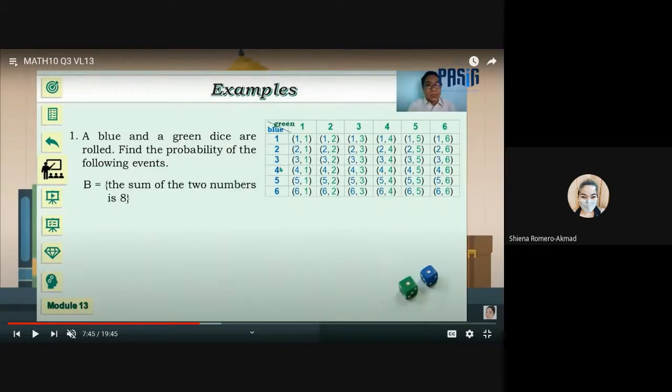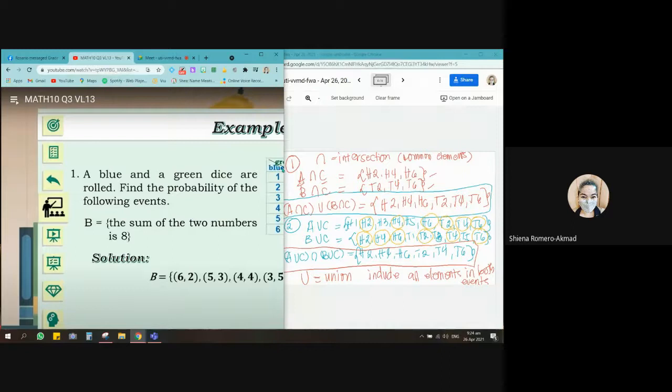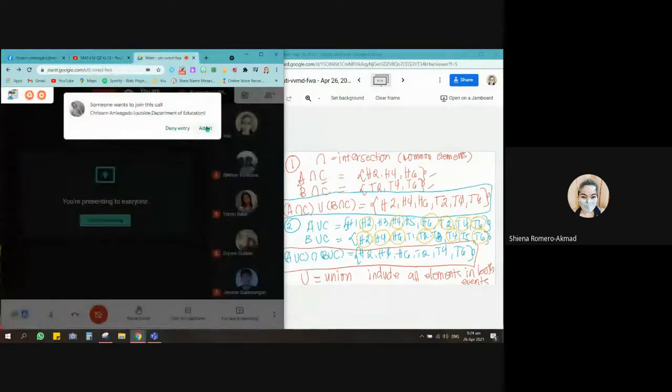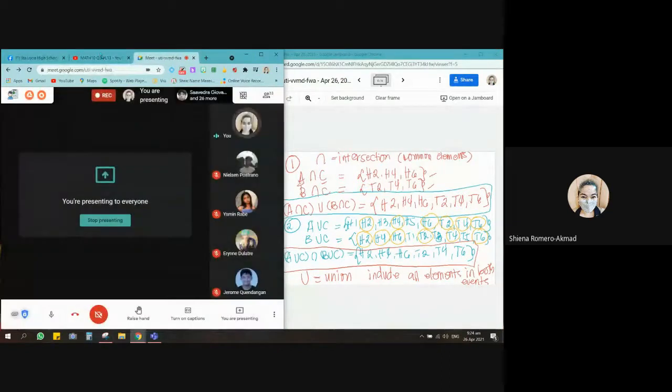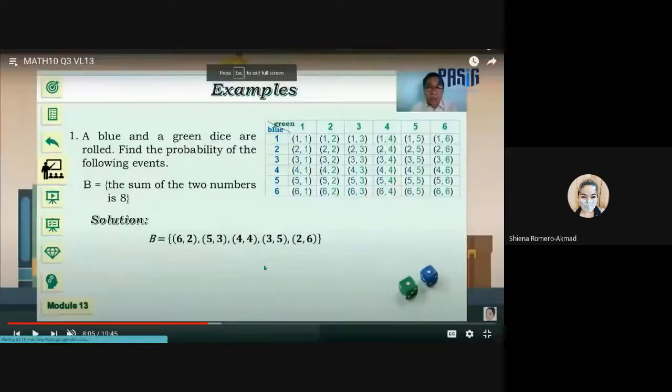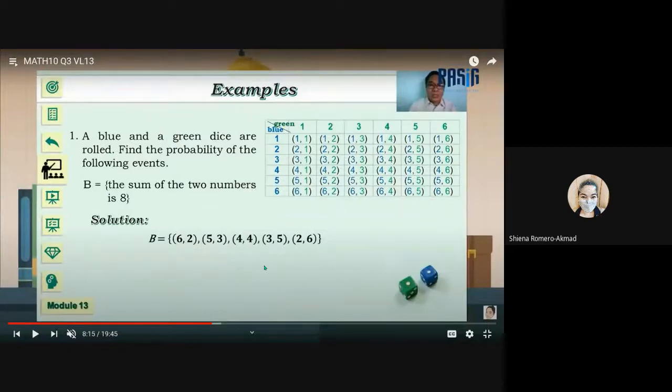Let's look at the event B. Yung sum niya ay 2 numbers. Ulitin ko yung binanggit natin kanina, 5. At ito yung mga yun. 6, 2, 5, 3, 4, 4, 3, 5, 6. Yan. So, 5. So, that's 5 out of 36 or simply 5 over 36.